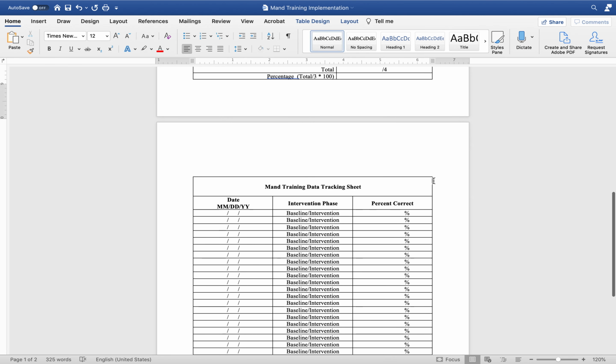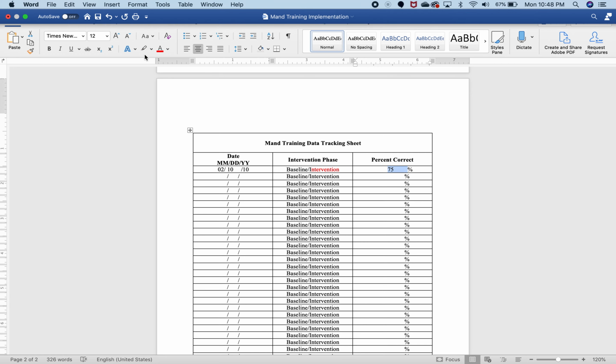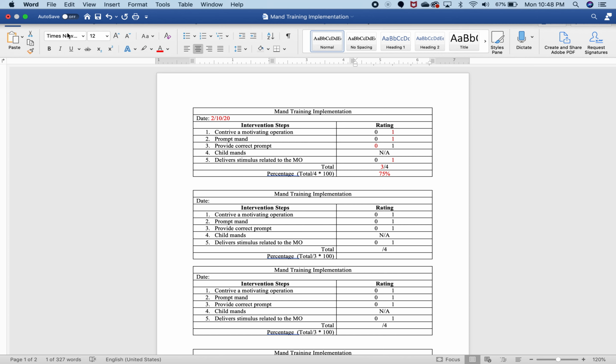Then I would go down to the second page where I want to record all my data for every day so we can see how it changes. And so I think that it was the 10th, 2020. We're doing an intervention now, and my partner got 75%, so I'll record that there. And that is how you take data on MAND training implementation.